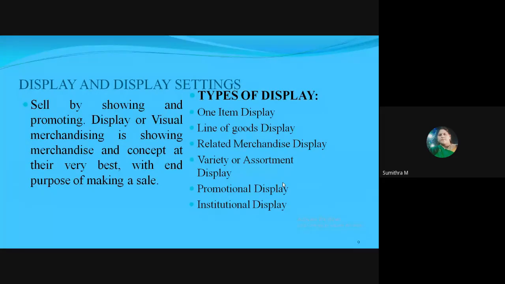Display is to sell by showing and promoting. That means what is displayed is shown to all the customers, or is open to all, and is named a display. The types of display are one item display, line of goods display, related merchandise display, variety or assortment display, promotional and institutional display.